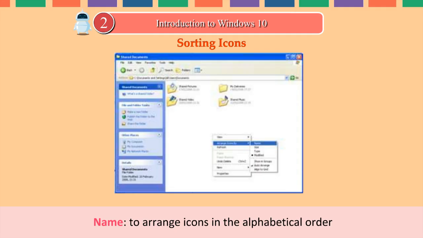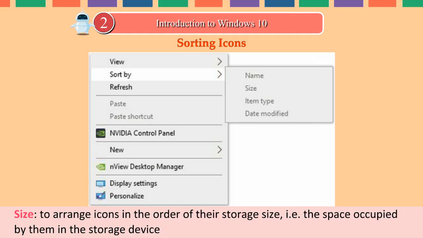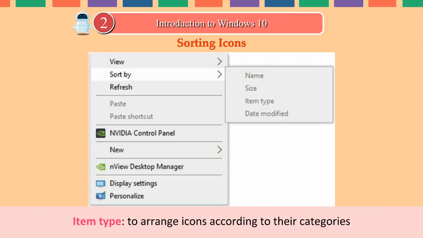Name, to arrange icons in the alphabetical order. Size, to arrange icons in the order of their storage size, i.e. the space occupied by them in the storage device. Item Type, to arrange icons according to their categories.